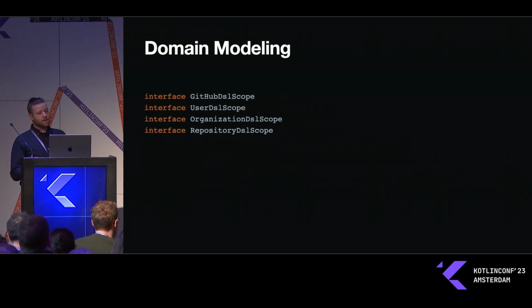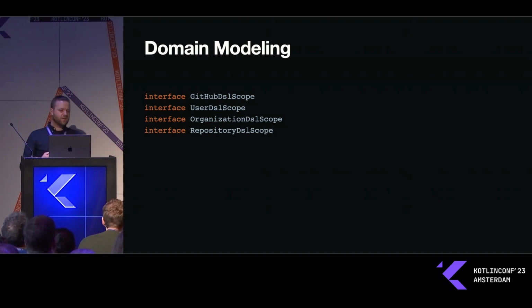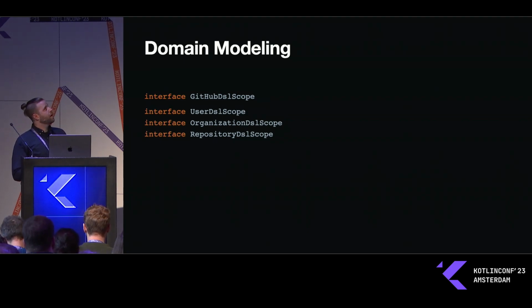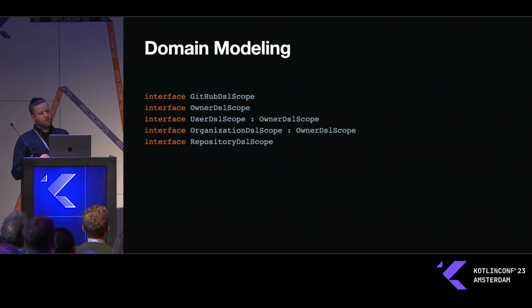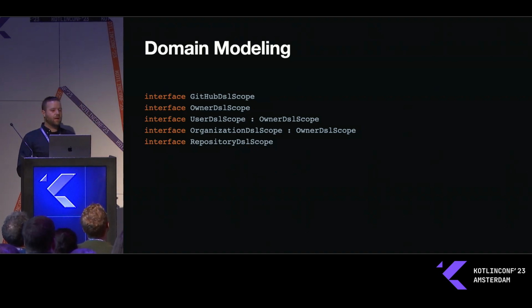We can take these and then turn them into interfaces. This is usually where I like to start. I also like to use that suffix DSL scope to give them all a similar name so that I know that they're all within the same family of class. And because we know that organizations and users are often treated as the same, we'll create a common interface for them called owner DSL scope.